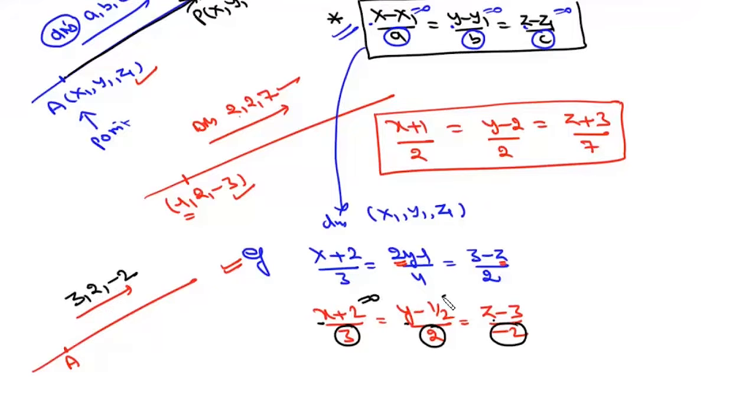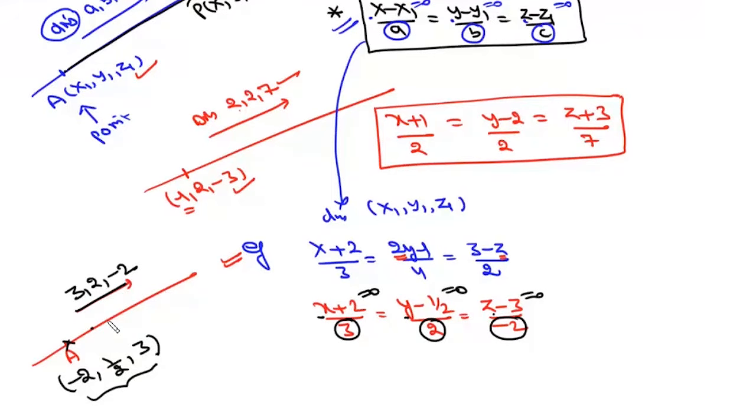And if we put it equal to 0, then we'll get x as minus 2, y as 1 by 2 and z as 3. So a point on this line is minus 2, 1 by 2 and 3, and its direction ratios are 3, 2 and minus 2. Now basically there are infinite points on this line, so we can find n number of points using this equation.